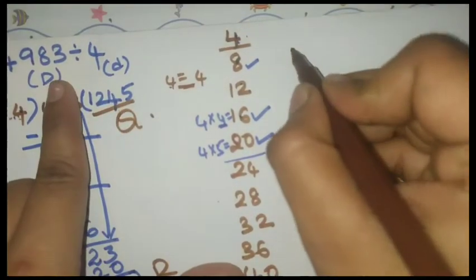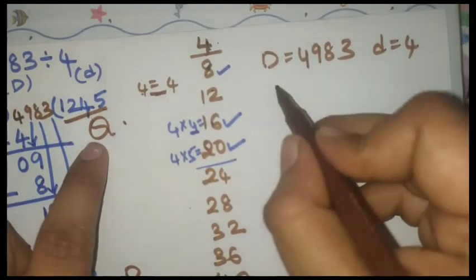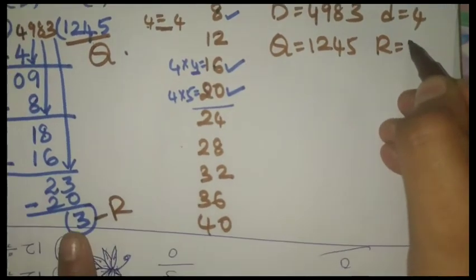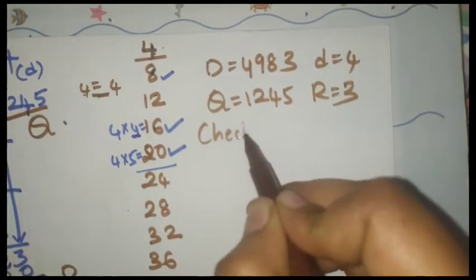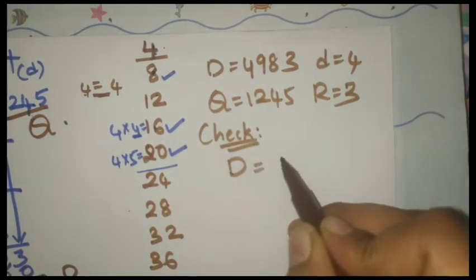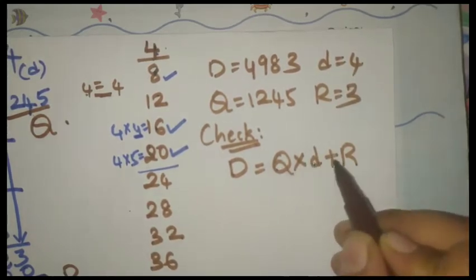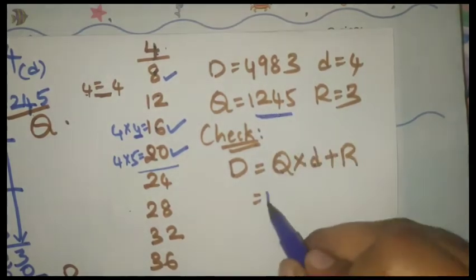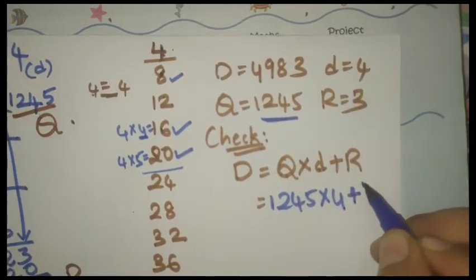Okay. Capital D is equal to 4983, small d is equal to 4, the quotient is equal to 1245 and the remainder is equal to 3. So we will do the check now. What is the formula for the check? D is equal to capital Q into small d plus R. Quotient into divisor plus R. What is the quotient here? 1245 into 4 plus 3.